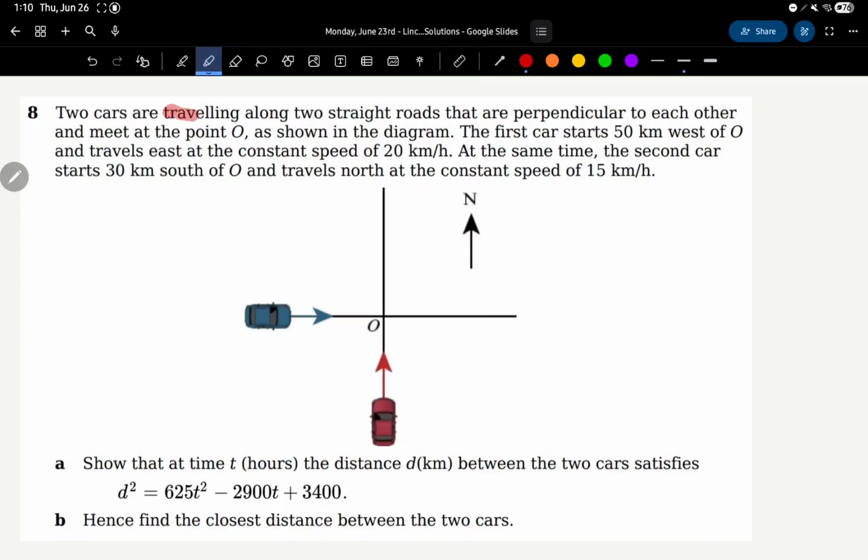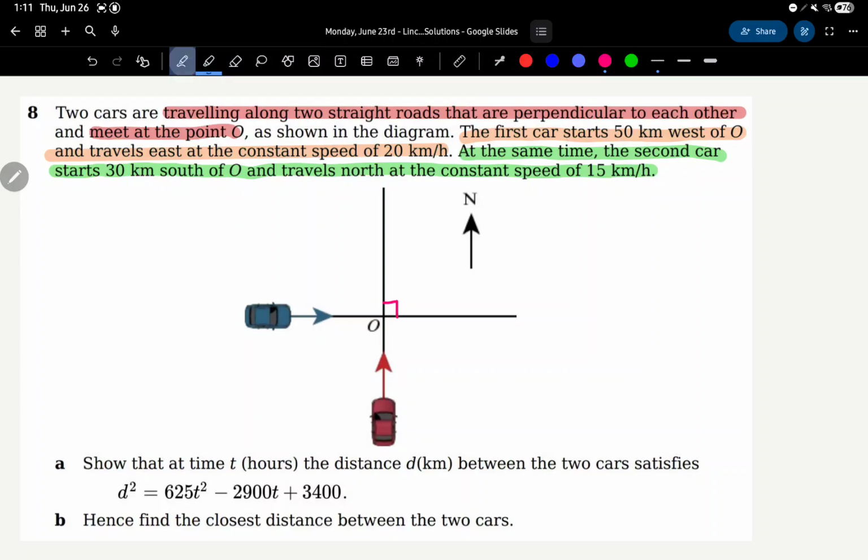It says they're traveling on 2 straight roads that are perpendicular to each other. So what does that tell us about the angle here? It's a right angle. So we start from there. And then they meet at point O. We already see that as shown in the diagram. The first piece of information it gives us is the first car starts 50 kilometers west of O and travels east at the constant speed of 20 kilometers per hour. And the second piece of information is that at the same time, the second car starts 30 kilometers south of O and travels north at the constant speed of 15 kilometers per hour.